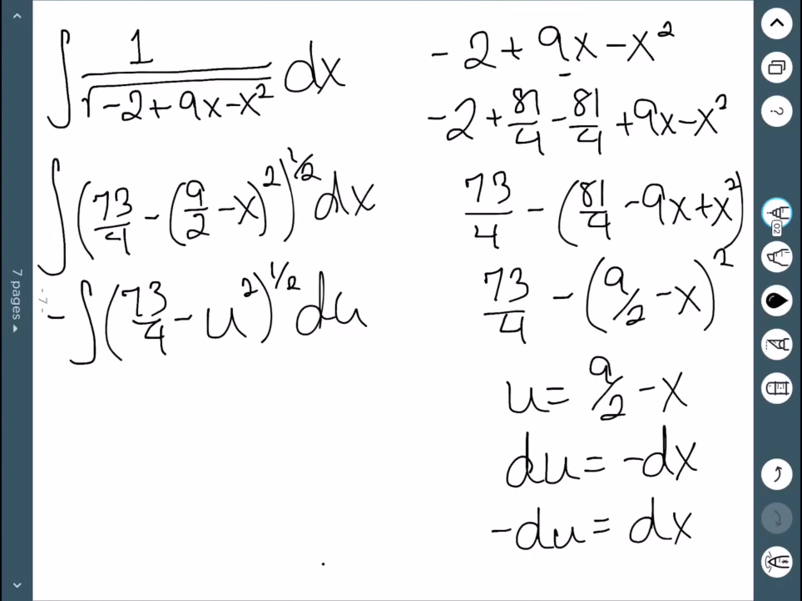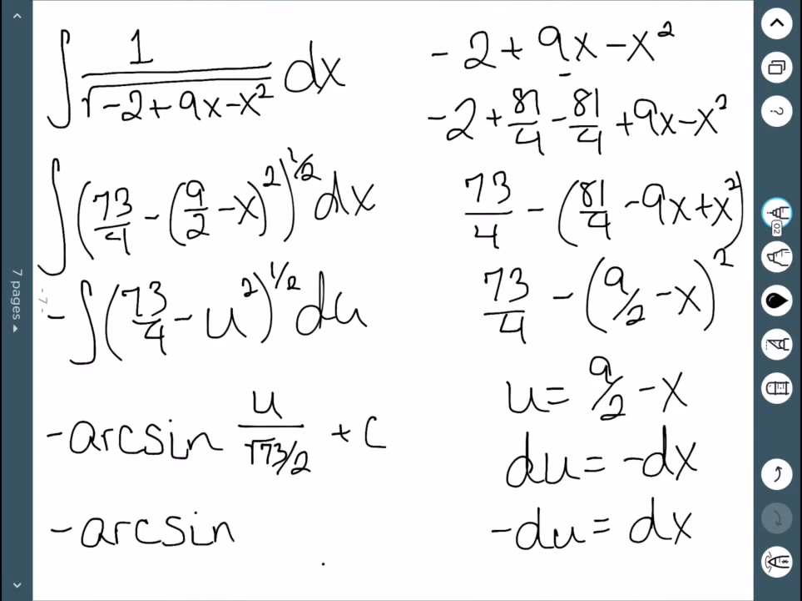And the reason this is now helpful is because this looks a lot like our integral that gave us arc sine. So we now have negative arc sine of u over this 73/4 is a squared, so over root 73 over 2, plus c. Moving back to terms of x and doing a little simplification, we get that this is 9 minus 2x over root 73, plus c.